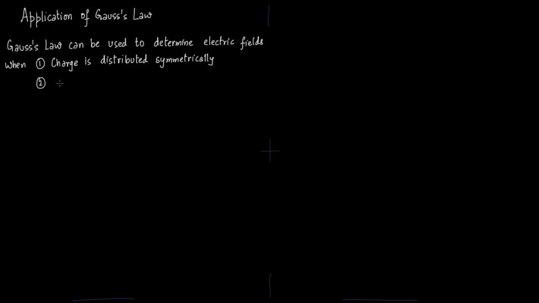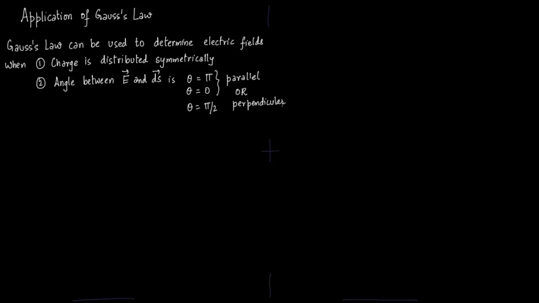And number two, the angle between electric field vector and the small area vector dS vector is pi or 0, that is E vector and dS vector are parallel, or theta is pi by 2, they are perpendicular. So if these two conditions are satisfied, then we can use Gauss's law to determine electric field. So let us do a first example of application.